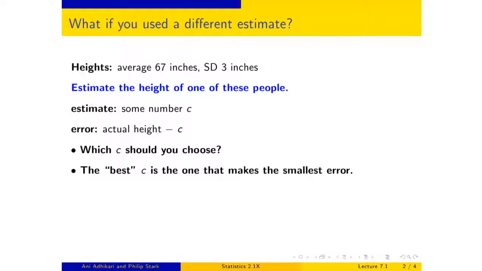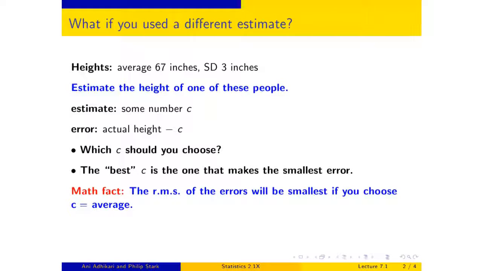Is there one? Well, for that, we need to do a bit of mathematics, which I won't do in Stat 2.1x, though I might write it out in a supplement. But it is a math fact that the errors will be the smallest, in the sense of root mean square size, if you choose the average as your guess. And that is the reason to choose your average. Not only can you say roughly how far off you're going to be, you're going to be off by about an SD or 2 or 3, but you can't do any better than that. And that is why the average is called a least squares estimate, because it has the smallest root mean squared error.